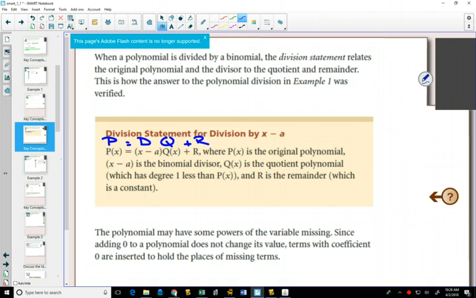Anyways, so we're going to write this division statement after we divide. Our polynomial is equal to what we were dividing by times our answer plus whatever our remainder is. And as we saw in that example at the beginning, if your remainder is 0, you have started to factor it.